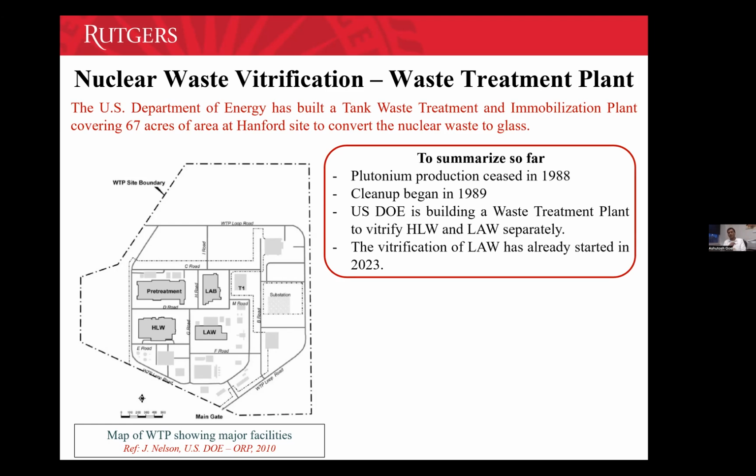Now to summarize what we have discussed so far: plutonium production ceased in 1988. Cleanup began in 1989. The US Department of Energy is building a waste treatment plant to vitrify the high level waste and low activity waste separately. The vitrification of low activity waste started in December 2023. They have already started making test runs, pouring out test melts, and hopefully in 2024, they'll ramp up production, right?